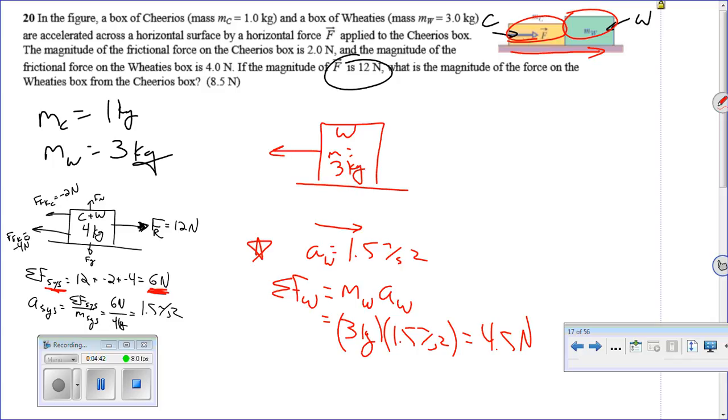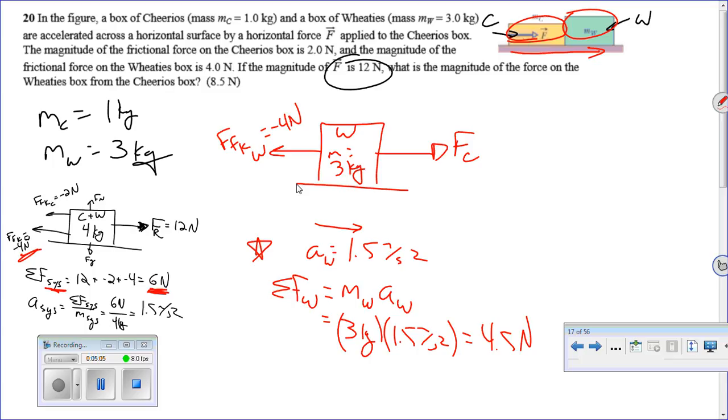Well, there's friction, and the problem told us how much kinetic friction there was on the Wheaties box. That was -4 newtons. Oops, that's an N, not a W. So we've got 4 newtons acting on this thing. All right, now what's pushing the Wheaties box forward? Oh, the Cheerios. So here's the force of the Cheerios pushing the Wheaties box, right?